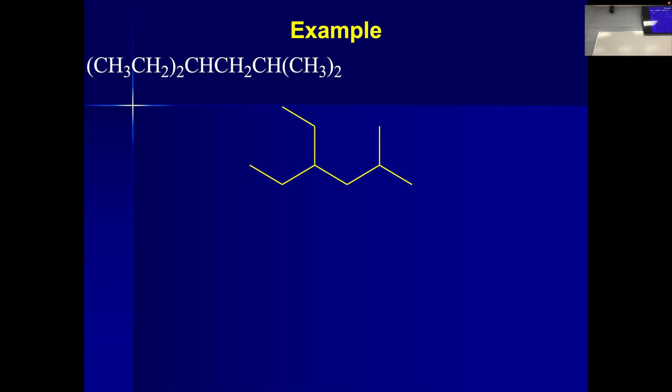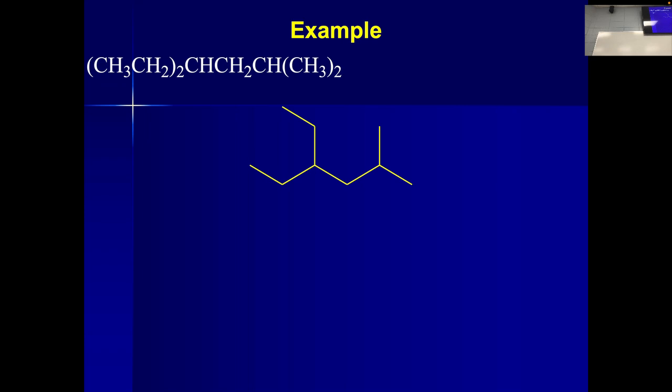Now I can start to see that and I can start to use my rules. What's the first thing that we do? We find the parent. What's the longest continuous chain in this molecule? Hexane. 1, 2, 3, 4, 5, 6, 1, 2, 3, 1, 2, 3, 4, 5, 6, 1, 2, 3, 4, 5. Every way I go, 6 is the longest, right?